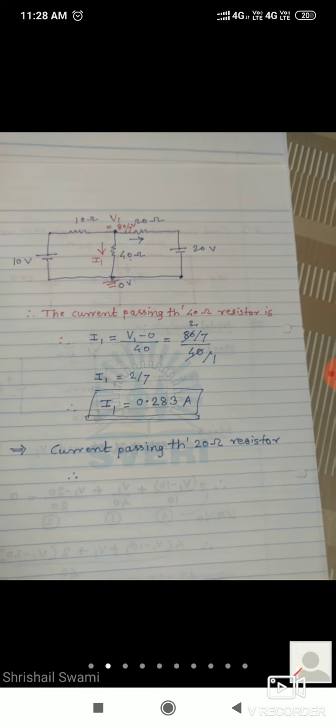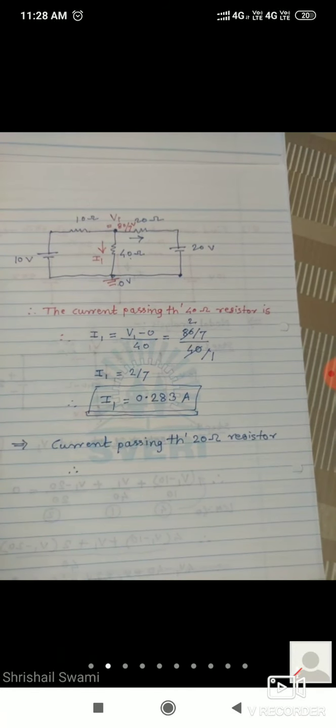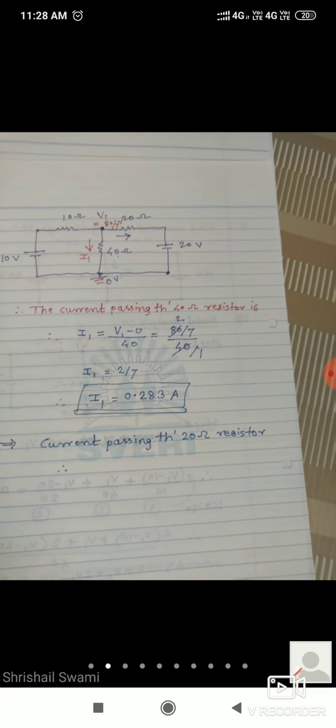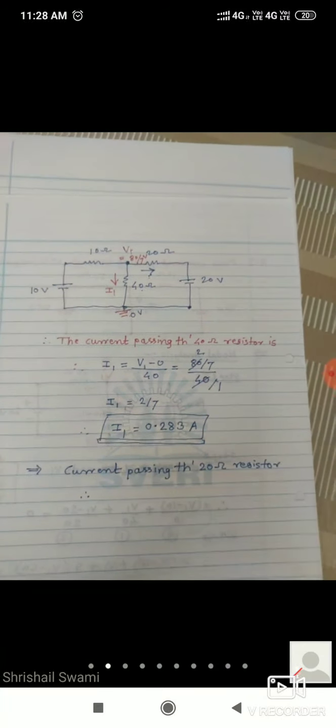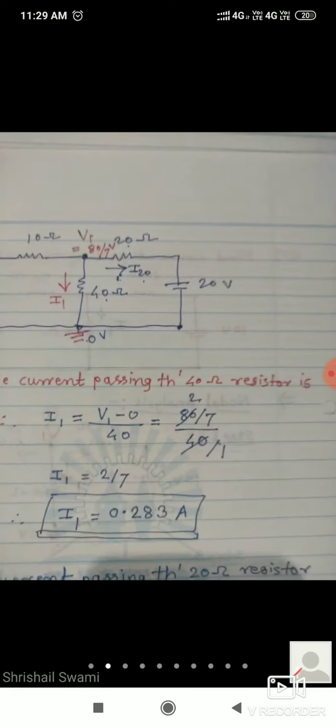V1 is 80 divided by 7. So that will be what? Nearly 11 point something. Now, is 11 point something bigger or is 20 bigger? So obviously 20 is greater. So whatever direction we assumed, that is wrong. If you are calculating according to this direction, then the current you get will be negative. The 20 is greater than that V1. Okay. So I will calculate according to this direction, and that current I will name I20.